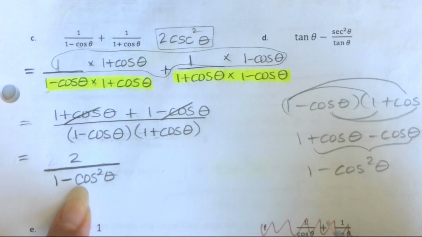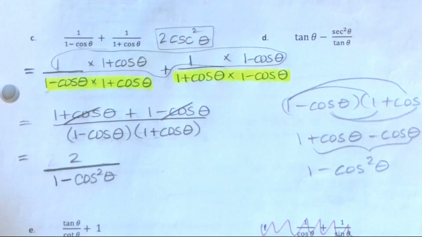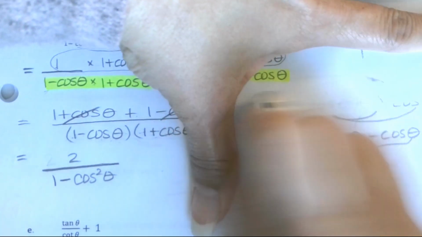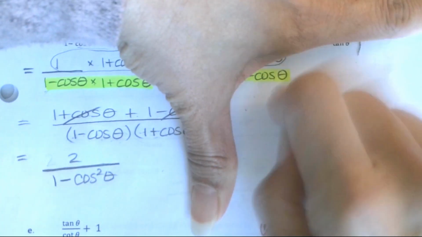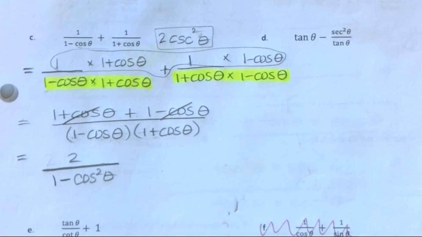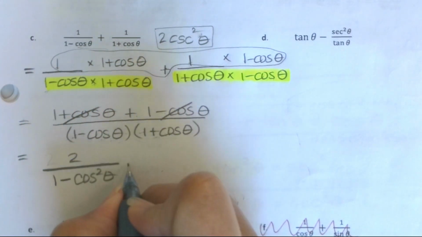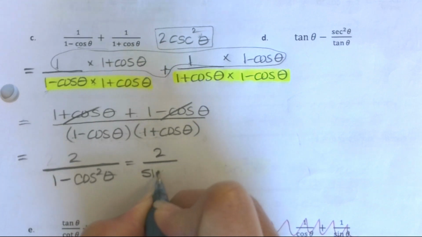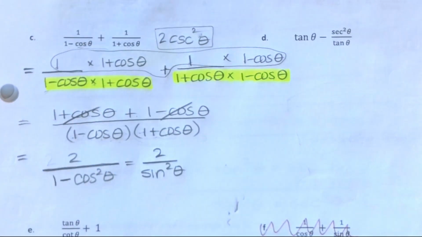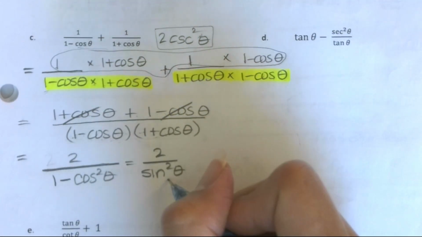Do y'all understand? That's a lot of math for something. If you just know the formula, you're good. All right, what is 1 minus cosine squared theta? Good. 2 over sine squared theta. So look at your formulas, and you'll notice that's one of your Pythagorean identities. So 2 over sine squared theta.